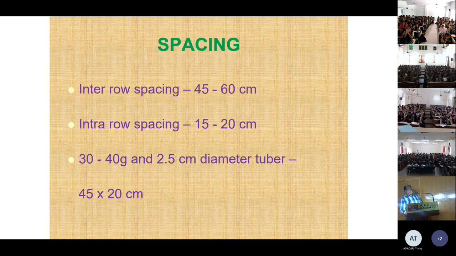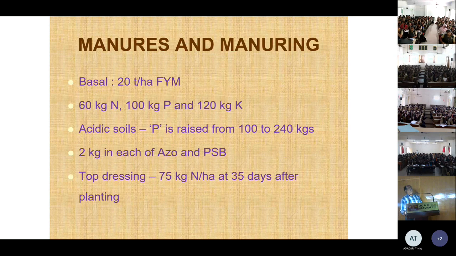So regarding the spacing, the inter-row spacing is 45 to 60 centimeter in ridges, whereas the intra-row spacing between the plants is 15 to 20 centimeter. So the ideal tuber for planting is 30 to 40 gram in weight with a 2.5 centimeter diameter, and the ideal spacing is 45 centimeter between two rows and 20 centimeter between the plants.